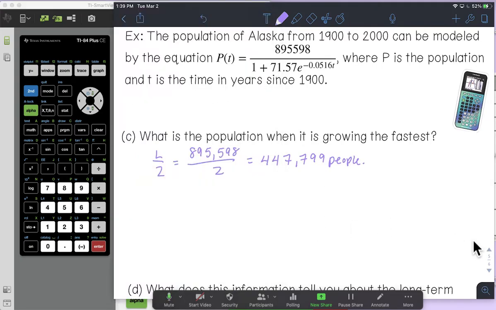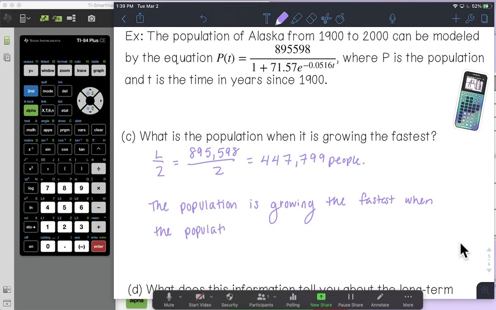If I wanted to give a nice complete answer, since it asked what is the population when it's growing the fastest, we might say as a sentence answer, the population is growing the fastest when the population is 447,799 people.